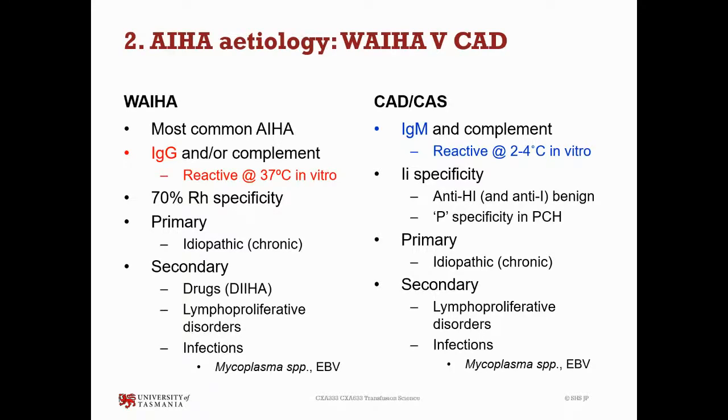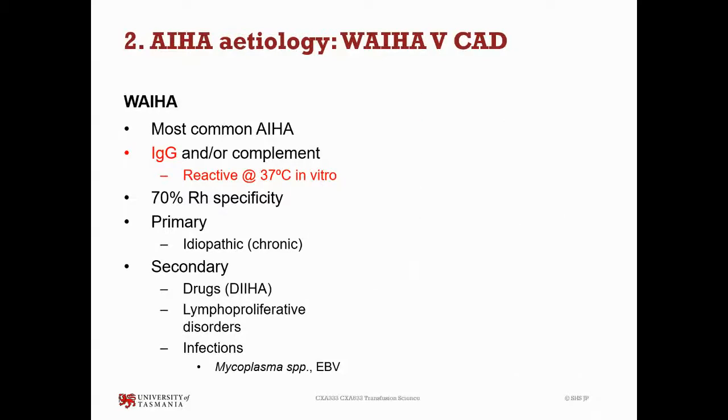So we'll look at the warm reacting autoimmune hemolytic anemias first, and they are the most common form, and they're responsible for about 70% of cases of autoimmune hemolytic anemia. So this is where our red cells are sensitized with IgG class autoantibody, and it can be either alone or with complement, or it can also be complement alone. So we can actually have warm autoimmune hemolytic anemias that are caused by complement. And these ones do tend to be the drug-induced ones.